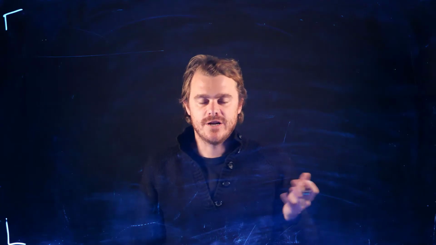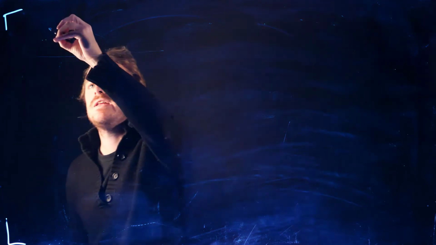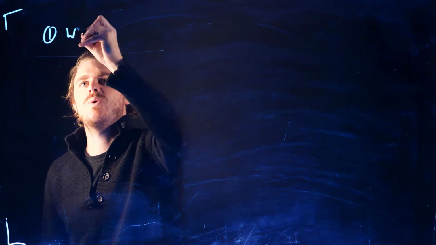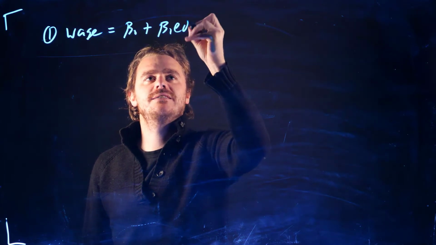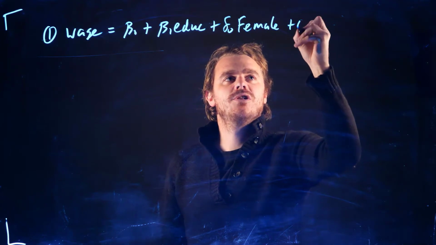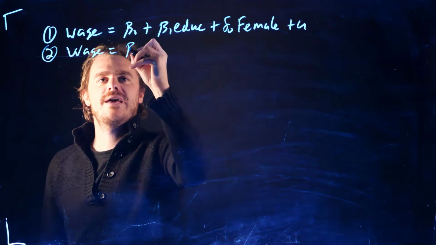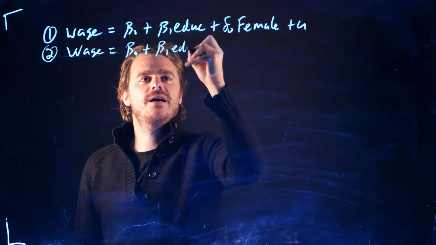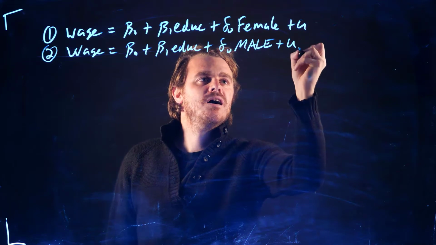So if we were interested in having this binary variable of female, or perhaps a binary variable of male, in our regression, we can put one or the other in our regression. So we could think of having a regression that is wage equals beta 0 plus beta 1 times education plus delta 0 female plus U. Or we can have wage equals beta 0 plus beta 1 education plus delta 0, and we could do it the other way and have a variable male.